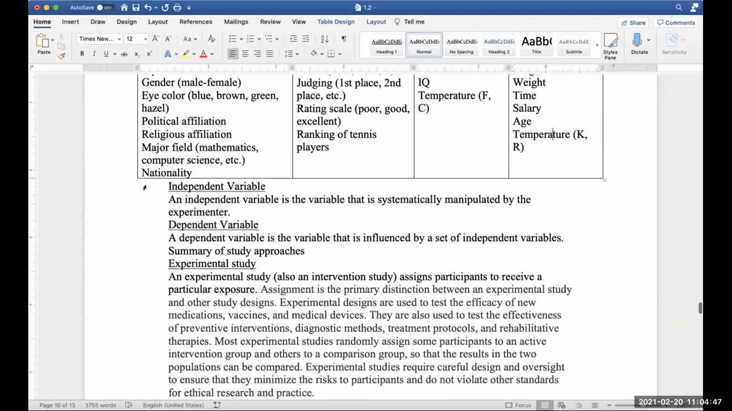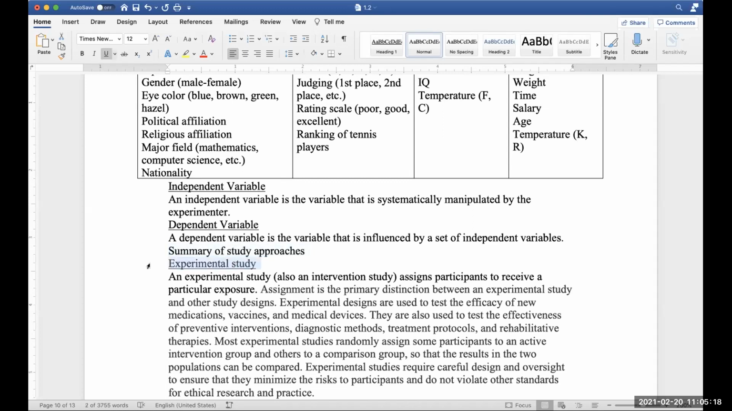Okay, so independent variable. An independent variable is a variable that is systematically manipulated by the experimenter. Dependent variable. The dependent variable is a variable that is influenced by the independent variable. So let me give you a summary of what we've done in this section.